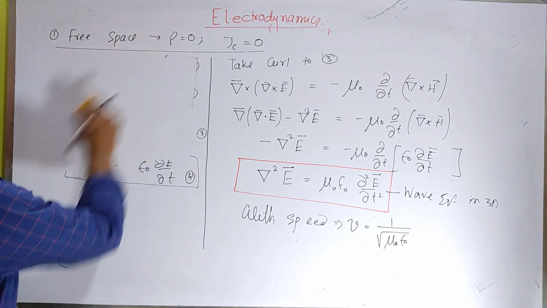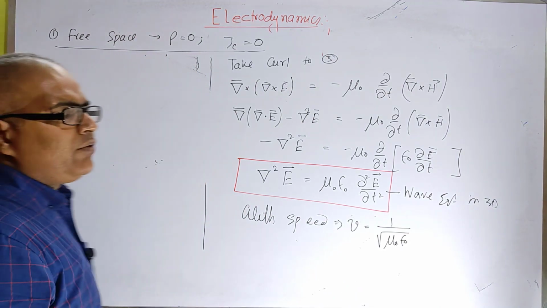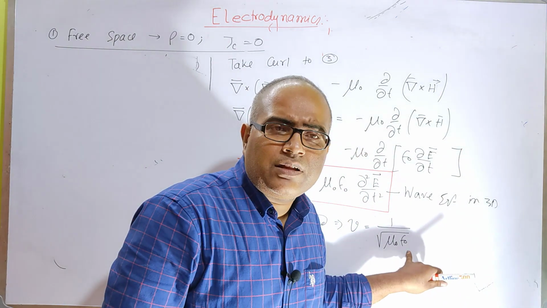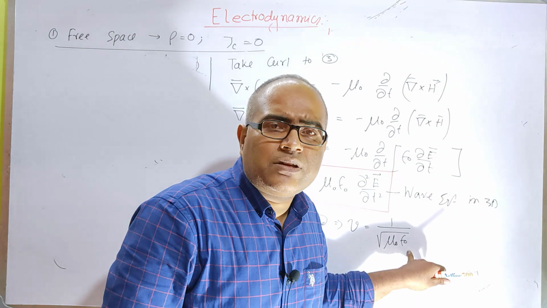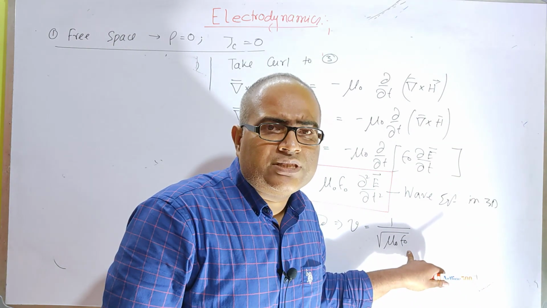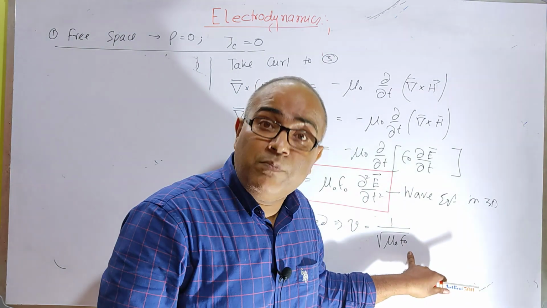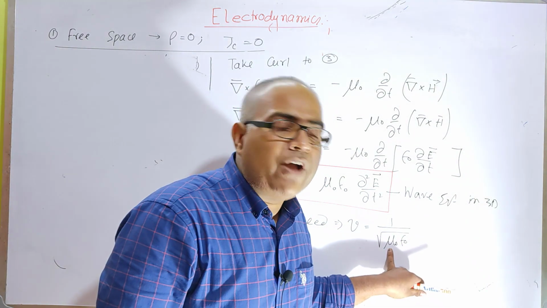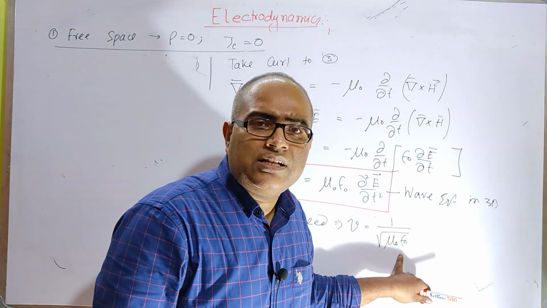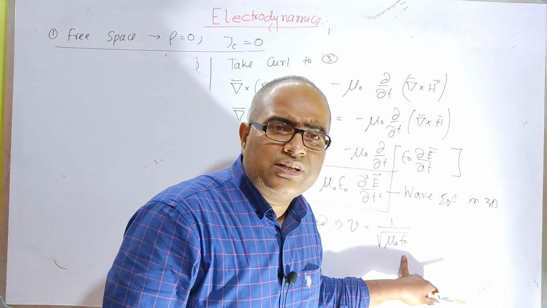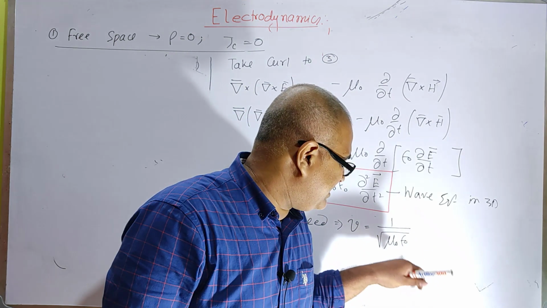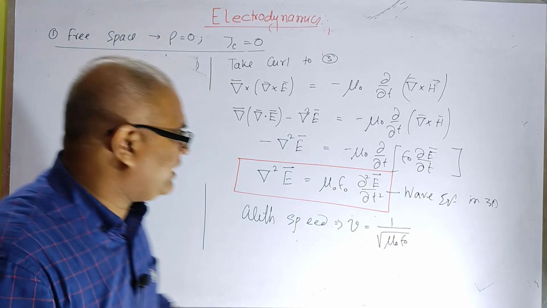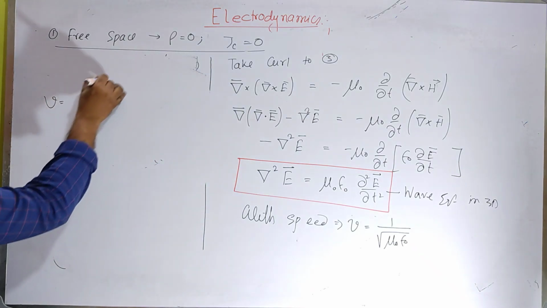Now, where did you first meet mu naught? And when you first met epsilon naught, it was in Coulomb's equations. When we met mu naught, it was in Biot-Savart's law. So these are some constants involved in free space in Coulomb's law and Biot-Savart's law. Now I want to put in their typical values to calculate v.